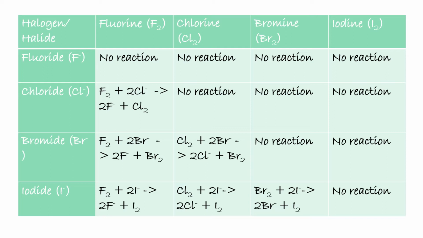So chlorine is the second most reactive halogen. It can't displace fluorine that's above it on the periodic table, but it can displace anything that's below it on the periodic table, which is bromine and iodine. Next is bromine. It won't displace anything that's above it. It will displace iodine though. And iodine is the least reactive halogen out of these four, and so it can't displace anything that's above it, and it also can't displace itself.